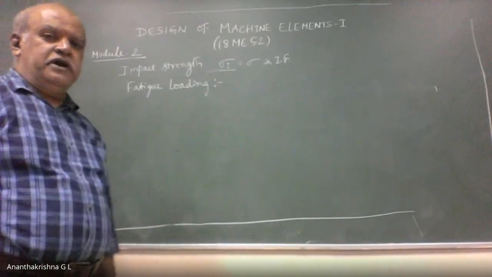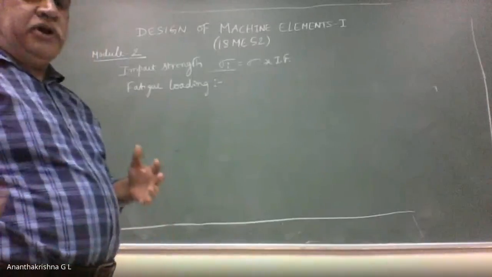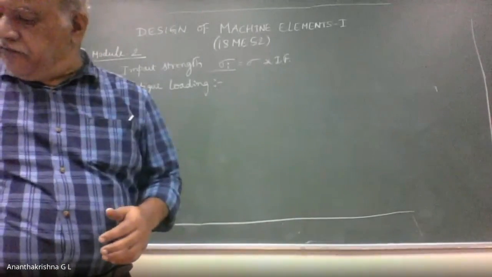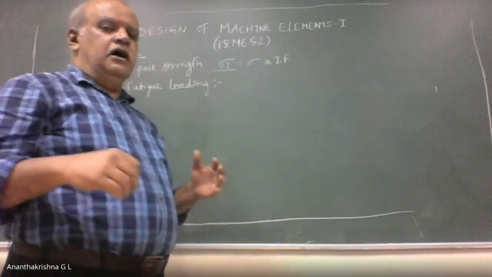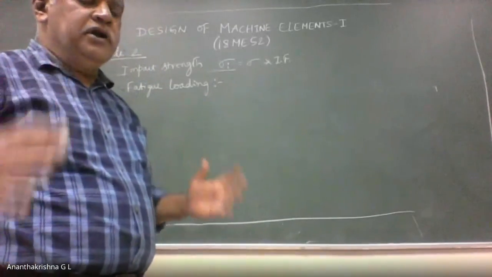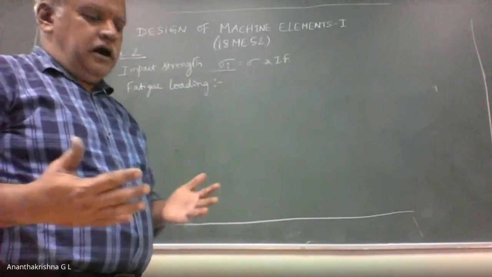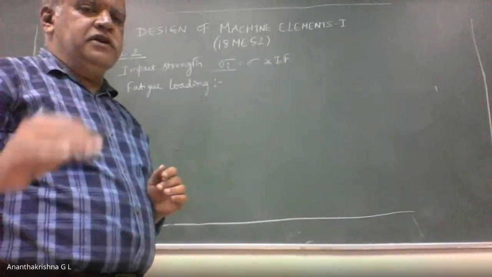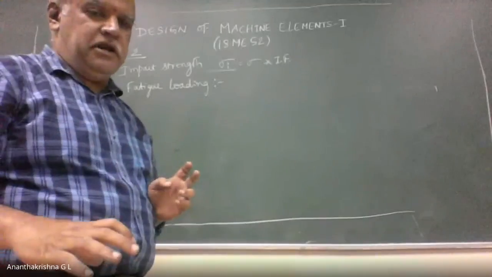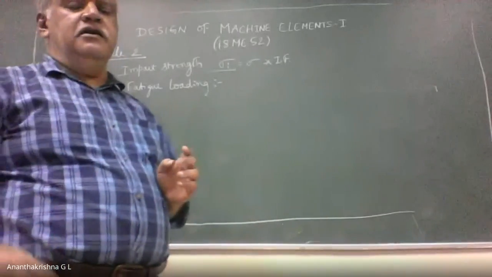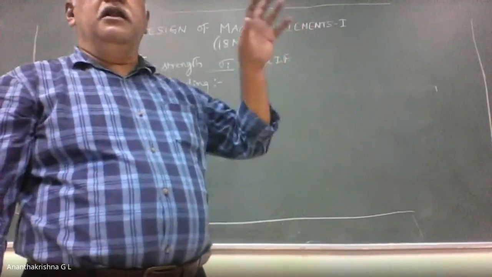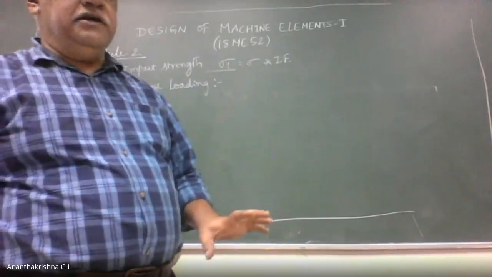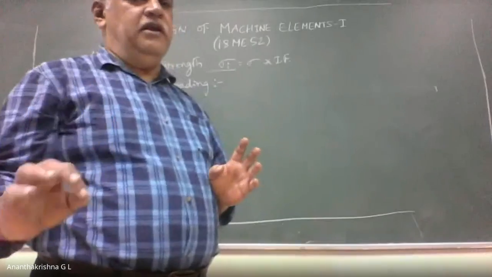In fatigue loading, the components normally are designed based on yield strength in the case of ductile material and ultimate strength in the case of brittle materials. The design of the component is carried out with reference to the yield strength in the case of ductile materials. So when we design, the stress induced will be less than the yield stress of the material. In such cases, the component should not fail.